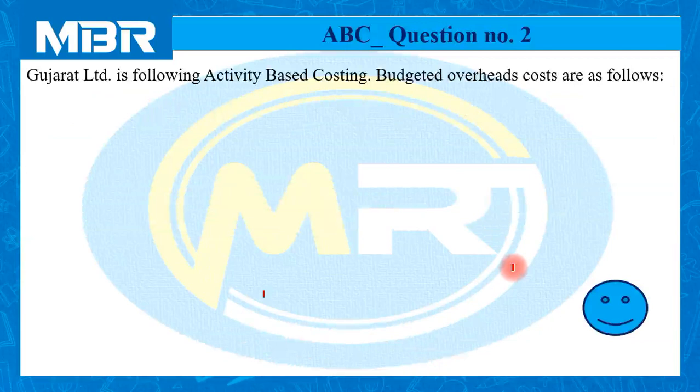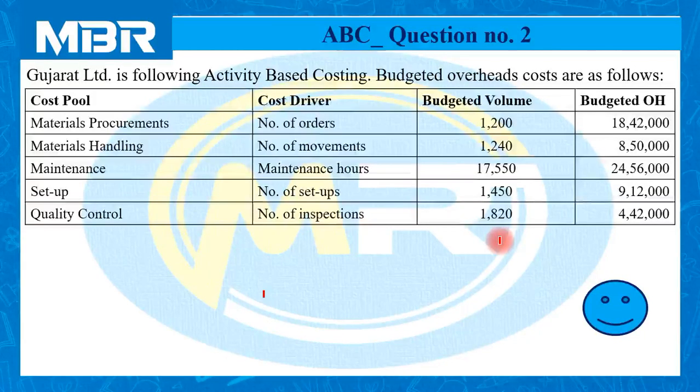As per the information available on your screen, Gujarat Limited is following activity-based costing and the budgeted overhead costs are as follows. There are four different columns available to us. First, it is a cost pool, you can say it's activity; then cost driver, a suitable cost driver based on the cost pool or activity; budgeted volume of cost drivers; and budgeted overheads.